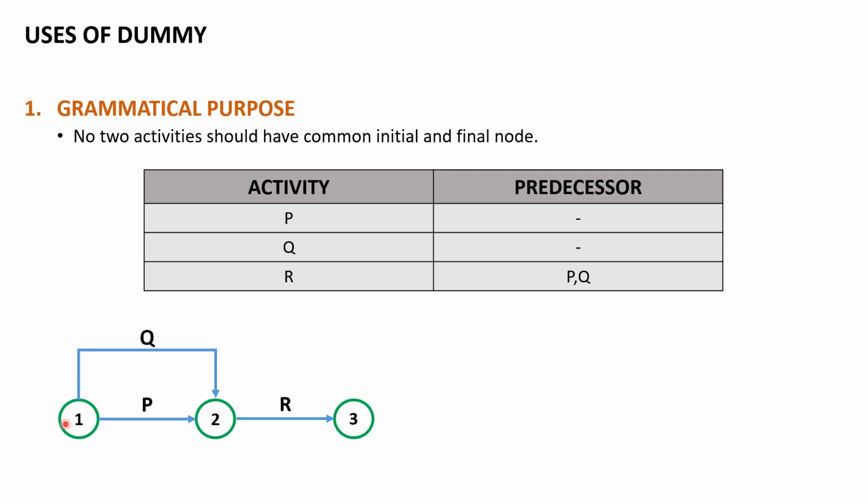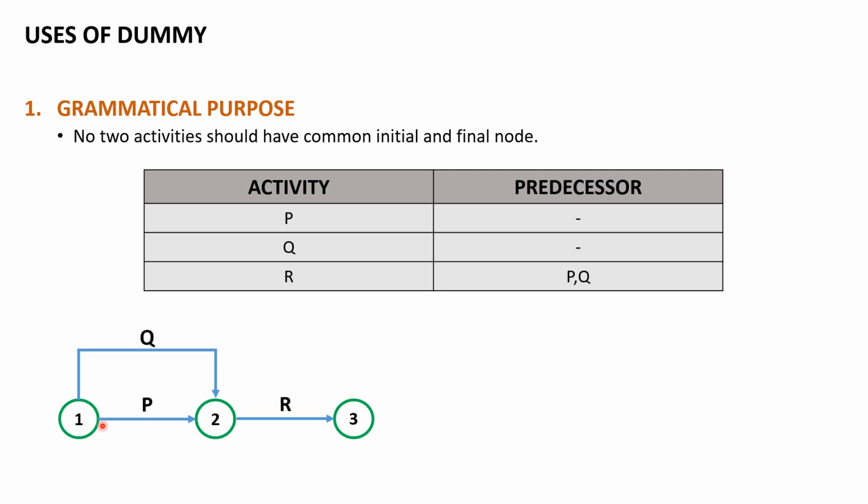Now, is this network diagram correct? If we look at the first two activities P and Q, we can clearly see that P and Q have a common initial event. This is not at all a problem, since we can have multiple activities starting from an initial event. Also, in the subsequent events we can have multiple activities emerging or bursting out.